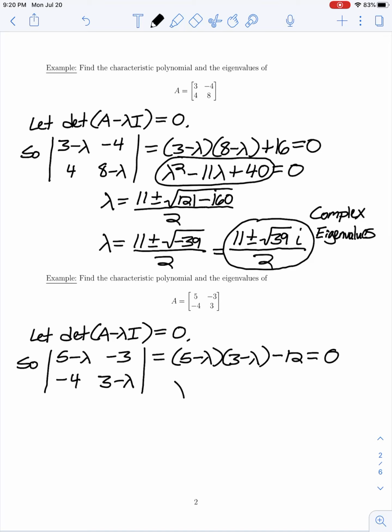So expanding here, we have lambda squared minus 8 lambda plus 15 minus 12 would be plus 3 is equal to 0. And again, in this example, it doesn't seem that this quadratic factors. So if this does not factor, then we could use the quadratic formula or complete the square in order to solve for lambda.